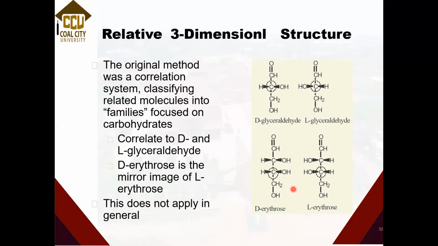But we shall see how, as time went on, we had more advancement, and then we had a better way to describe whether it is dextrorotatory or levorotatory. But this was how it was initially done. Once you see the OH on the right, for carbohydrates, it is a D-glyceraldehyde, but when the OH is on the left, we call it an L-glyceraldehyde. So that was how it was named initially for the carbohydrate family.